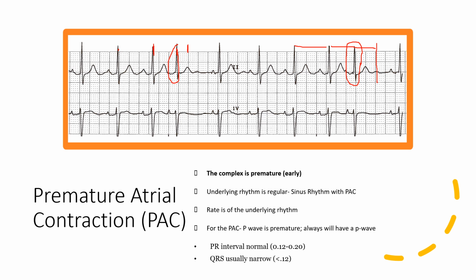So for the P wave, it's premature, and it always will have a P wave. Again, atrial contractions have a P wave. Our PR interval will be normal, our QRS will be normal, and so again, PACs come early, but that complex looks just like the other complexes in the rest of the strip.